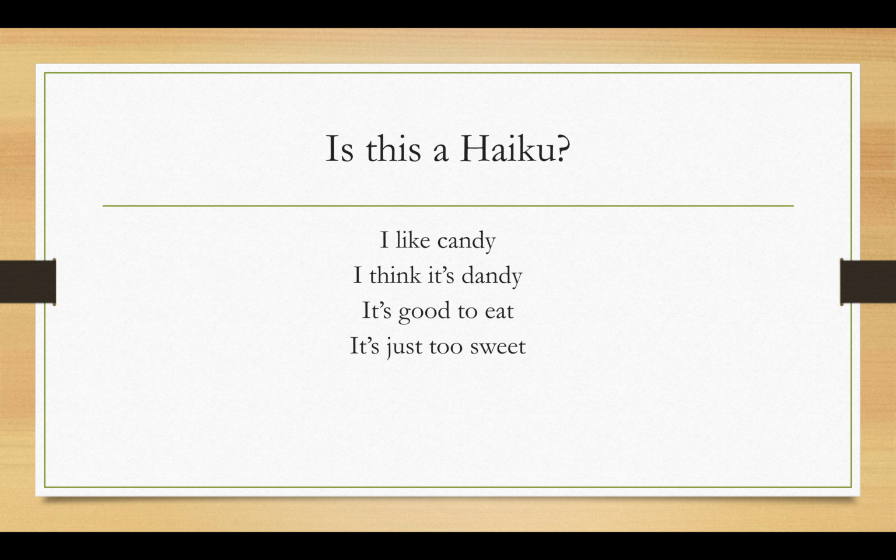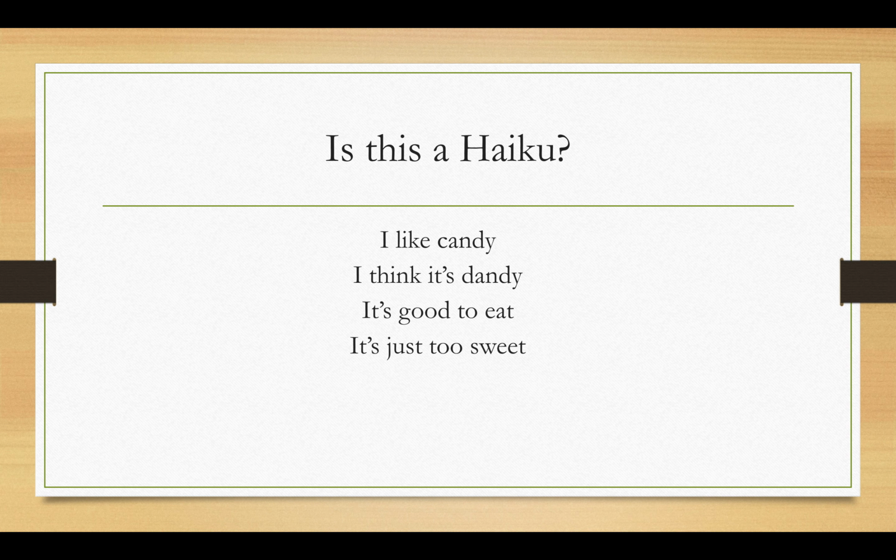Okay, so is this a haiku? Yes or no? It says, I like candy. I think it's dandy. It's good to eat. It's just too sweet. So if you're looking at it, you can already tell that this is not a haiku because there are 4 lines. There's 1, 2, 3, 4 lines. A haiku only has 3 lines. If you couldn't tell just by the structure of it, you could count the syllables.